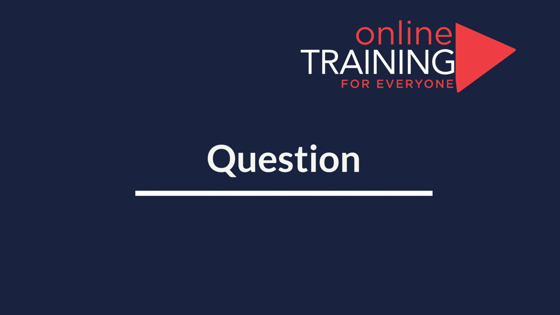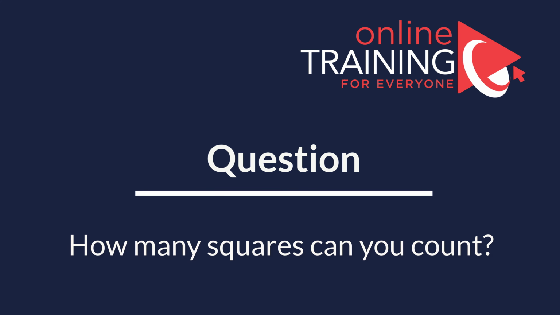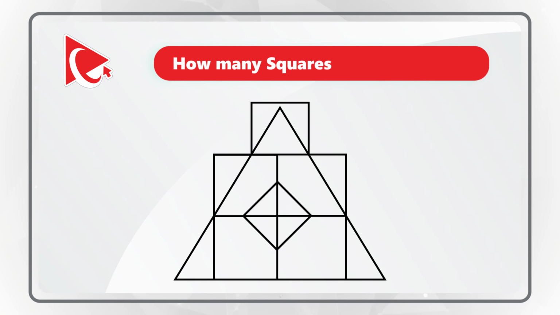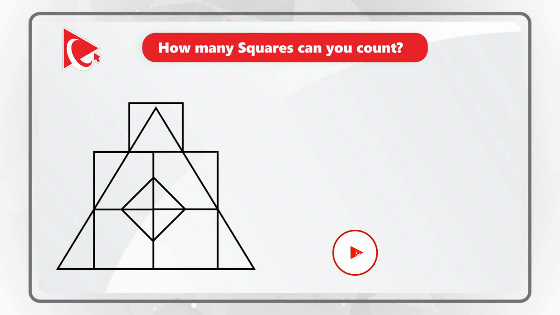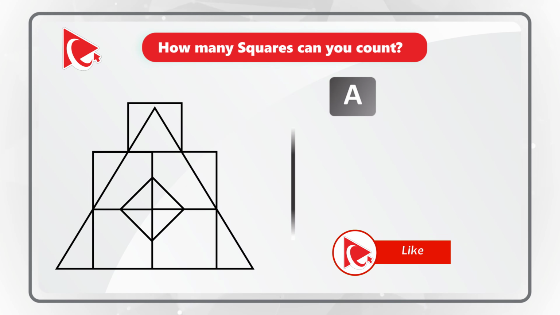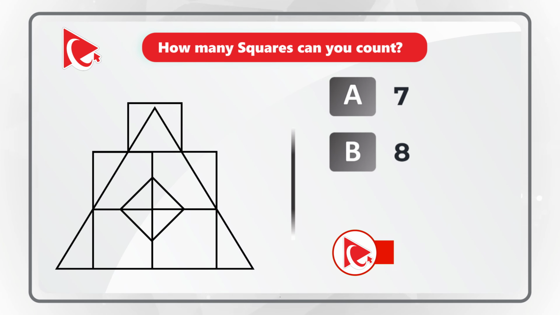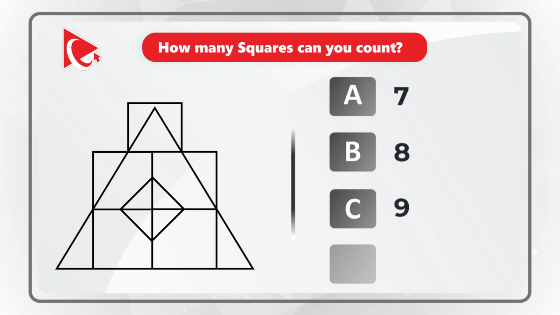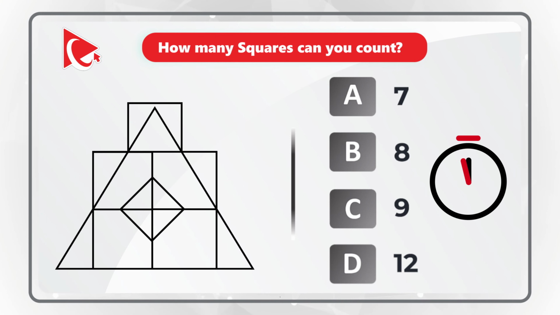Here's an interesting question where you need to correctly count the number of squares in a picture. Take a close look and select from one of the following choices. Choice A, 7 squares. Choice B, 8 squares. Choice C, 9 squares, and choice D, 12 squares. Make sure to count inside and outside squares to get to the correct solution.